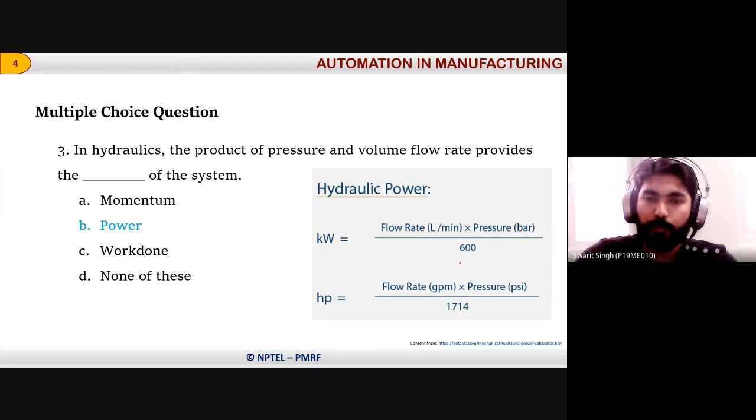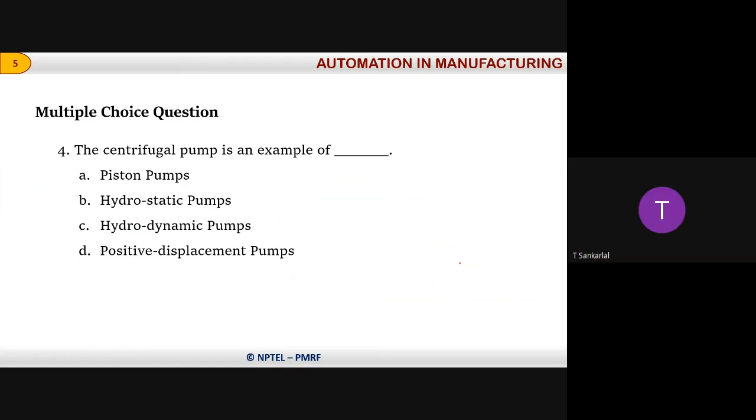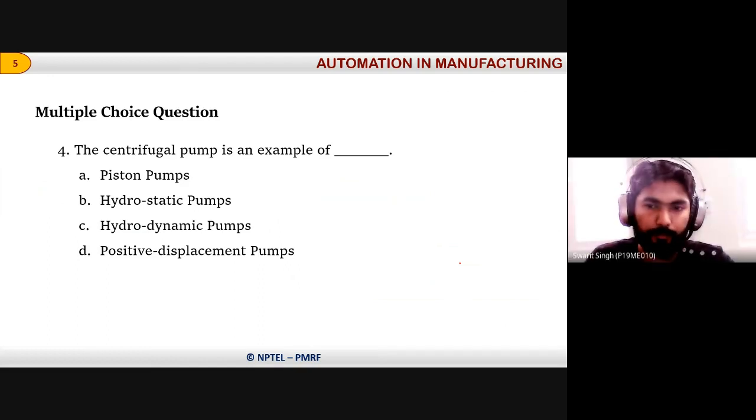Moving to the fourth question. Fourth question: the centrifugal pump is an example of which type of pumps? I hope you have seen a centrifugal pump and also studied about that. So what? Hydrodynamic pump. Okay. Any other answer? One answer we got hydrodynamic. D, positive displacement. One answer is here. So I'm saying D. Any other answer?